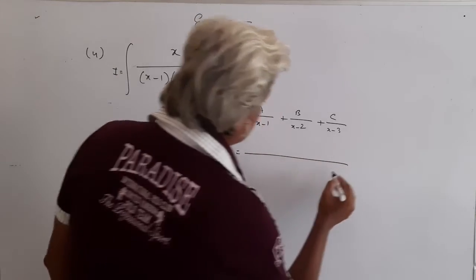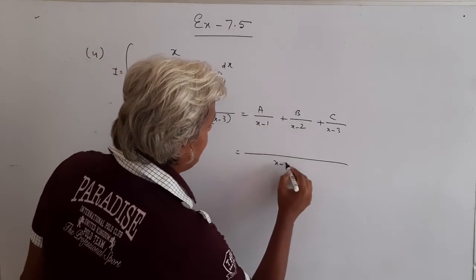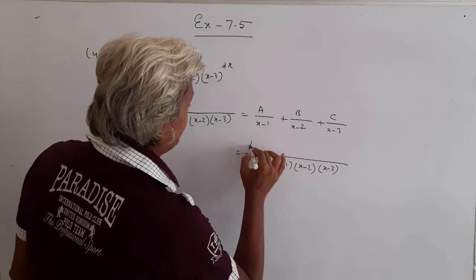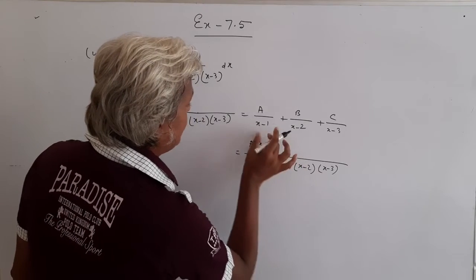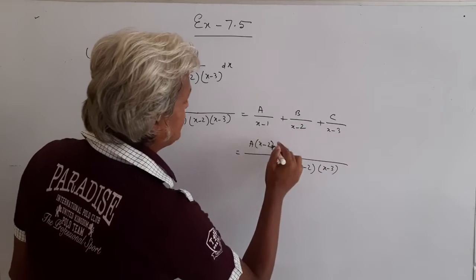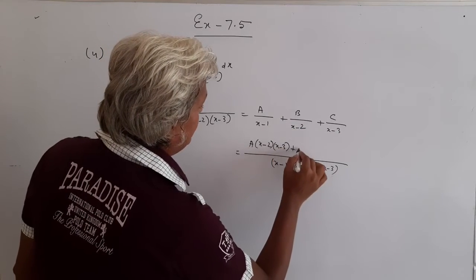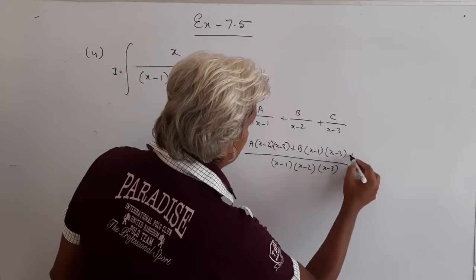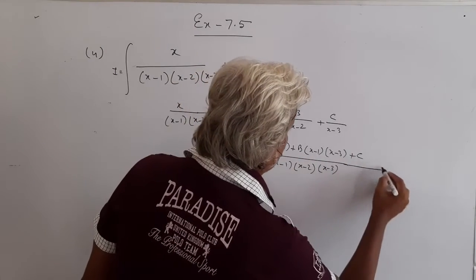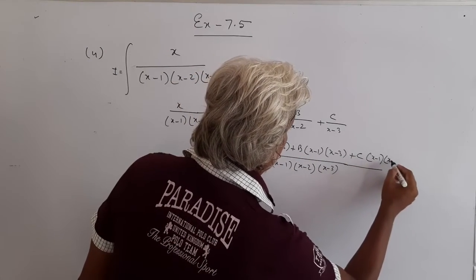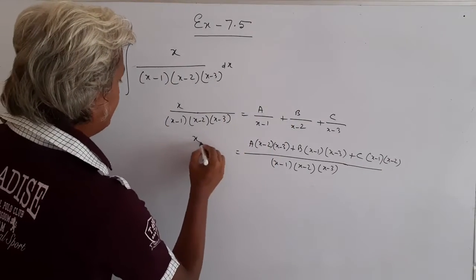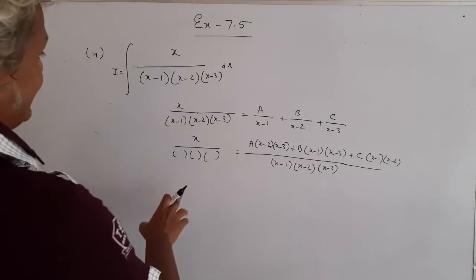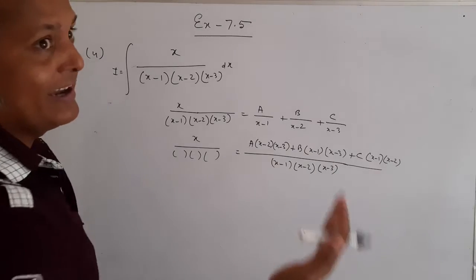Now take LCM. So the LCM of these 3 will be x minus 1, x minus 2, x minus 3, then a, x minus 2, x minus 3 in the case of a, plus b, x minus 1, x minus 3, plus c, that is x minus 1, x minus 2, and here you have x over the very same thing. I'm not writing it, you have to write. I can skip it because I'm teaching you; I'm not writing it in the examination.